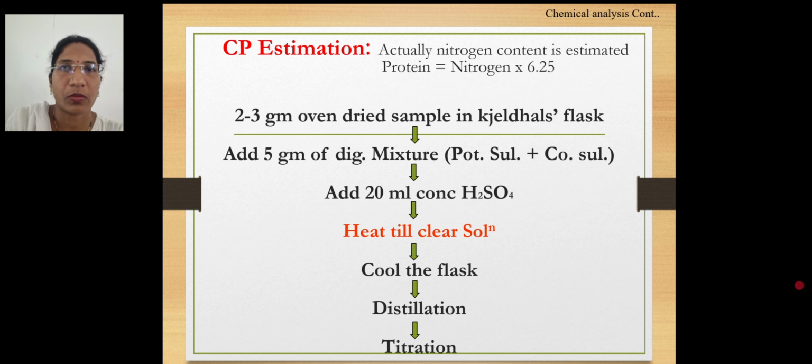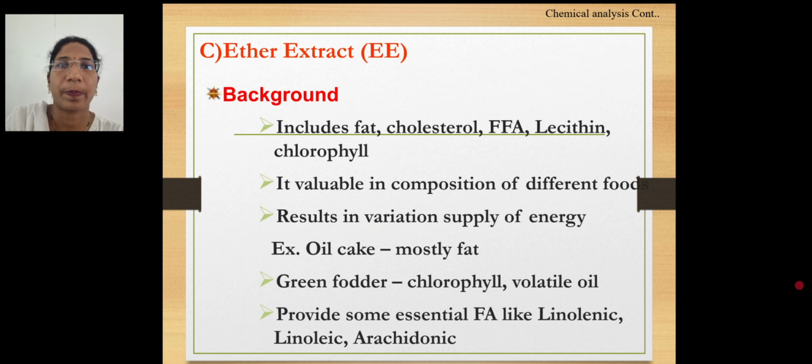Firstly, what procedure has to be done at the time of crude protein estimation? Firstly, you have to take 2 to 3 grams of oven dried sample in a gel flask. Then add 5 grams of digestion mixture, that is potassium solution and cobalt solution. Add 20 ml concentrated H2SO4. Then heat this mixture till a clear solution. Then cool the flask, distill it, and after that titrate this solution.